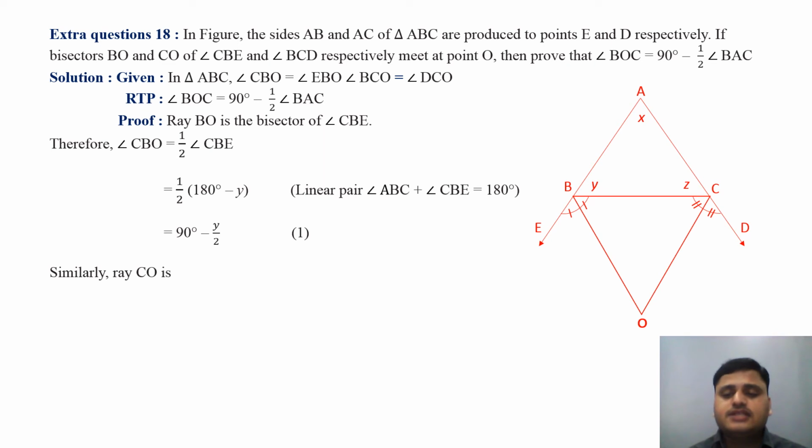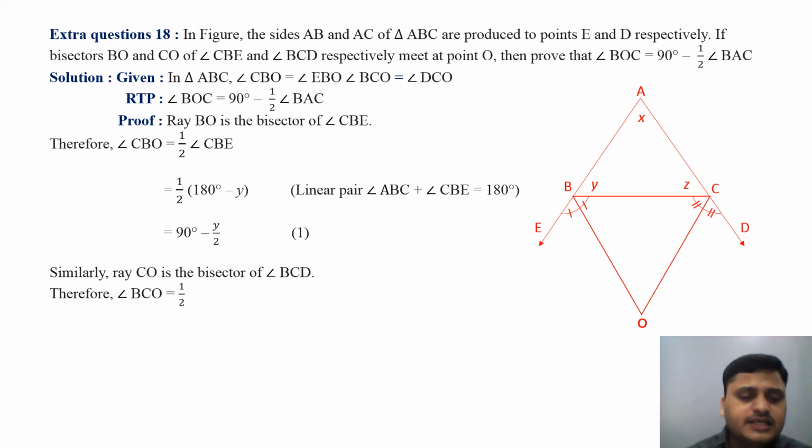Similarly, ray CO bisects angle BCD. It means that what we will write? Angle BCO is half of angle BCD. Is it clear?